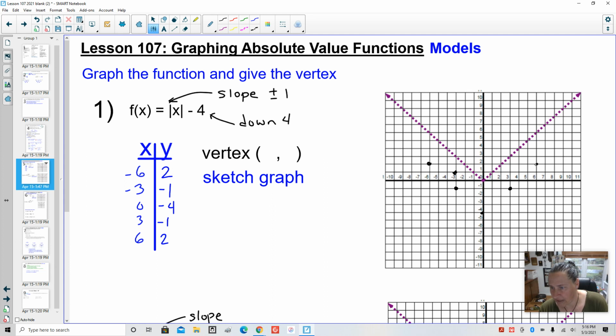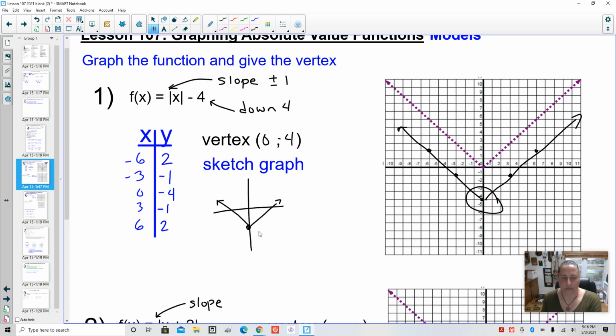So what you notice is that I still have the slope of up 1 over 1 each time. Up 1 over 1, up 1 over 1, all the way up and through there. Okay. So what I want you to do is the vertex is going to be 0, -4. Okay, there's my vertex. And sketch the graph. So it's going to intersect there, and it's a nice 1-to-1 ratio in the slope.